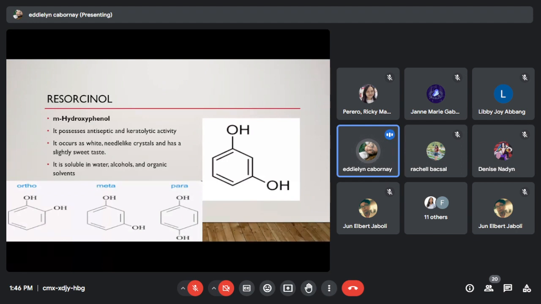Resorcinol exhibits antiseptic and keratolytic activity. So let's define antiseptic. Antiseptic property refers to its ability to inhibit the growth of microorganisms, while keratolytic activity indicates its ability to promote the shedding of dead skin cells from the outer layer of the skin. Resorcinol is described as occurring in the form of white needle-like crystals. These physical characteristics aid in its identification and distinguish it from other substances. The compound possesses a slightly sweet taste which may be perceivable upon direct exposure to the substance. Resorcinol is soluble in water, alcohols, and organic solvents.